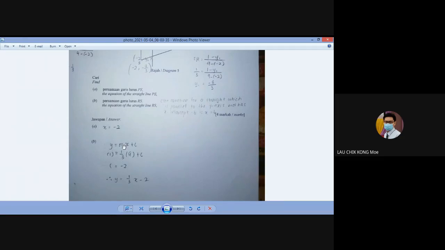So the gradient 1 over 3 you need to write inside part B here. Do not write on top; you must write in the answer space provided here. So this is an example of the SPM format. Section A has 10 questions, Section B has 5 questions, answer all, and Section C has 2 questions, choose 1. That is the latest SPM format, this is an example even though it is Form 4. Okay, so this is correct. x equals to negative 2 and y equals to 1 over 3 x minus 2. Okay, so you wrote down all the answers correctly. Make sure that you do it.